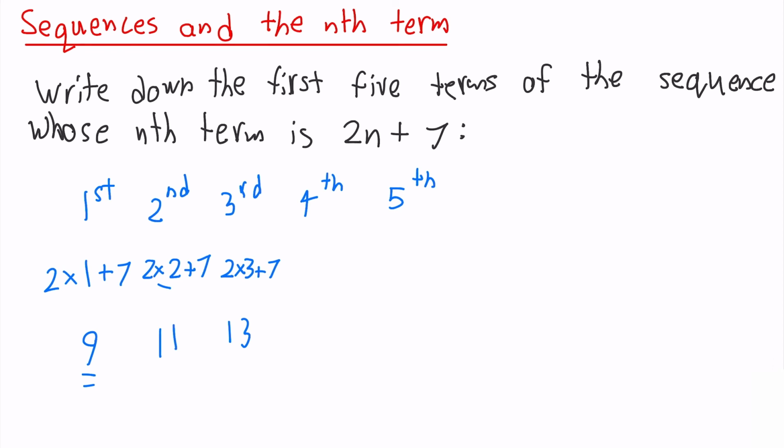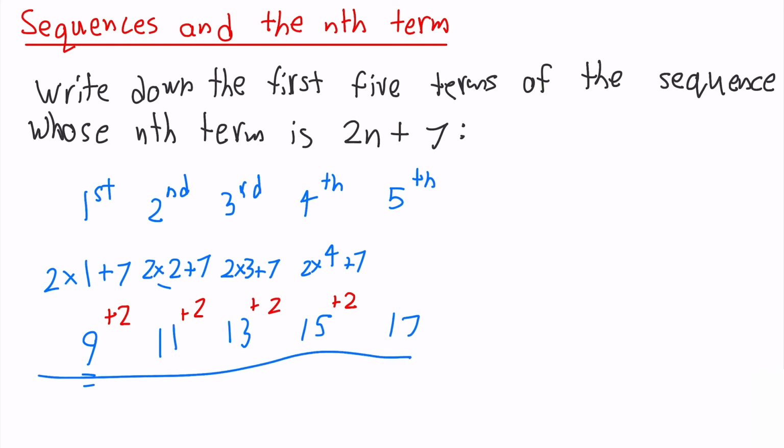What about the fourth term? 2 multiply 4 plus 7. So the answer is 2 multiply 4 equal 8. 8 plus 7 equal 15. So here is the fifth one. As we could realize, here we need to add 2, and here we need to add 2, and here we need to add 2. So we'll just add 2 as we could see a pattern. So the fifth term is going to be 17. So that's the answer: 9, 11, 13, 15, 17.